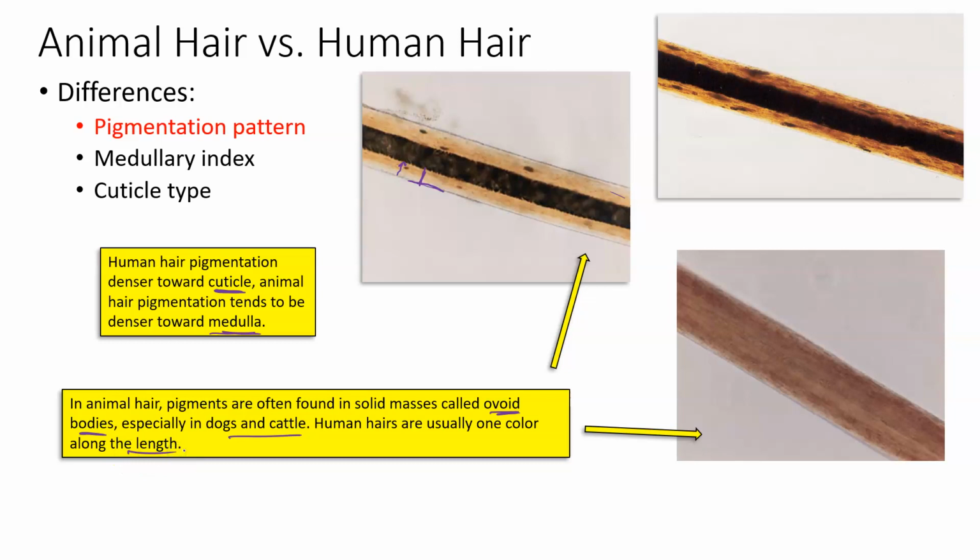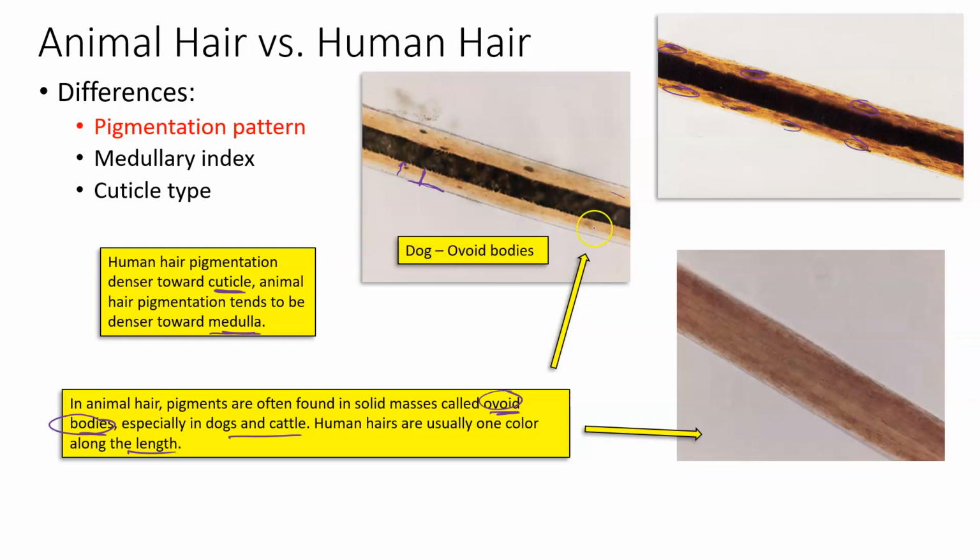Okay, if you compared this picture to, let's say, this one, which is a human hair, you will notice that the pigmentation is pretty uniform throughout, and in this one, the pigmentation is clumped into structures called ovoid bodies. Again, you can see the ovoid bodies here, clumped pigmentation. That is indicative, because it is not very uniform, of an animal hair, not a human hair.